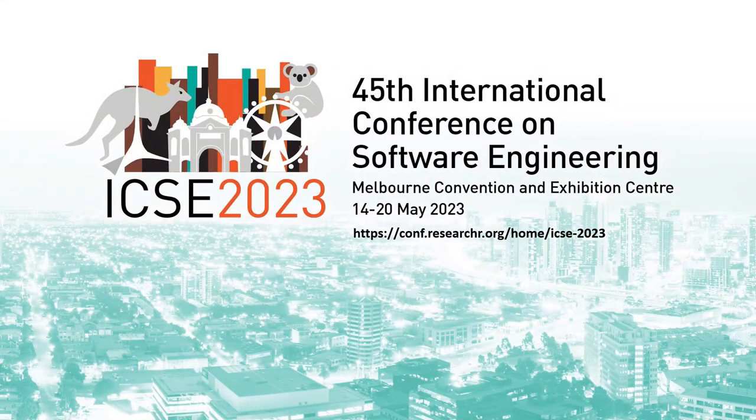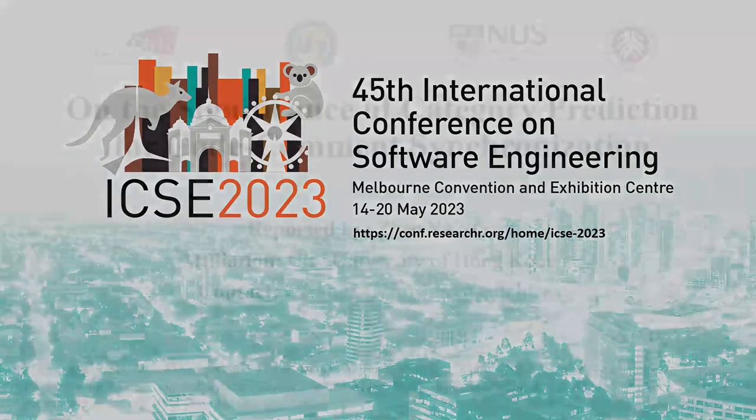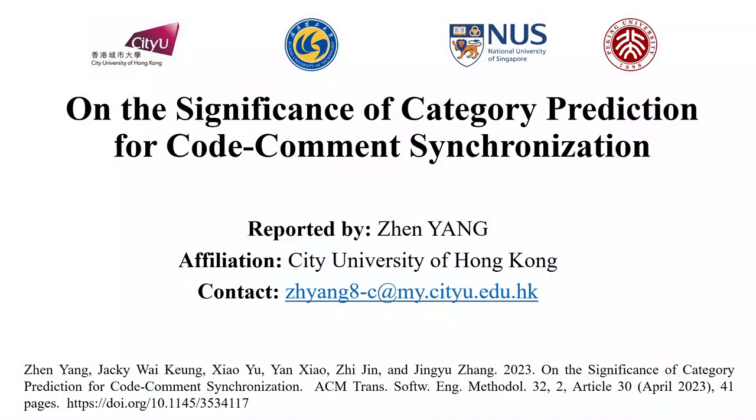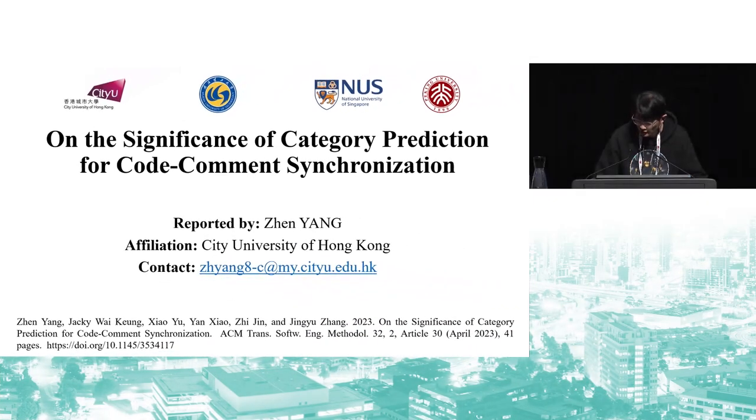Our next paper is a journal first paper presentation, and the title of the paper is On the Significance of Category Prediction for Code Comment Synchronization. And Yang Zheng will present the paper. Thank you for the solid introduction.